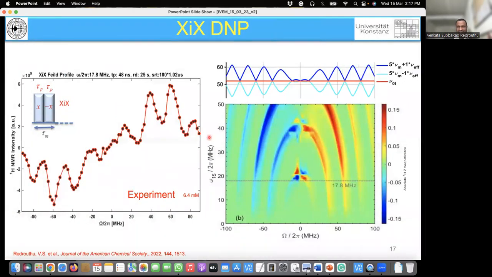And this is again the 2D profile where I optimize offset versus the nutation frequency for the XIX sequence. Here also you can see the different matching conditions and corresponding enhancement along these stripes. And this is the experimental field profile at Q band corresponding to 6.4 millimolar concentration. For more results, you can look at this publication where we have more experimental results.